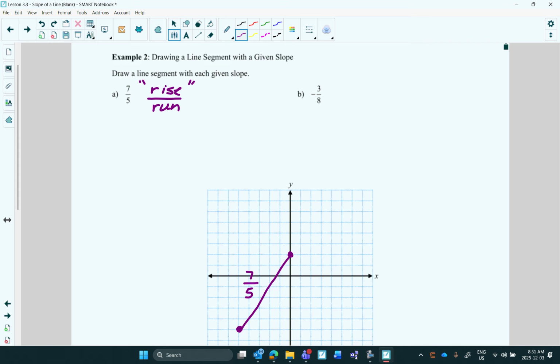No. Because remember, all 3 of these mean the same thing. If the negative's in the middle, you can put it up with the numerator, you can put it down with the denominator, just don't put it with both, because that means you're putting 2 negatives and that's a positive. Okay. So let's take this one.